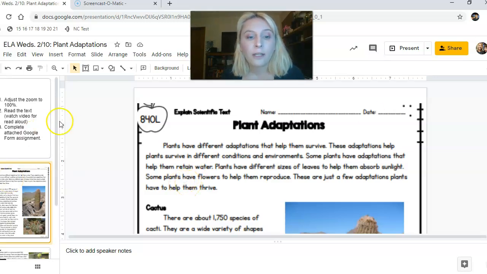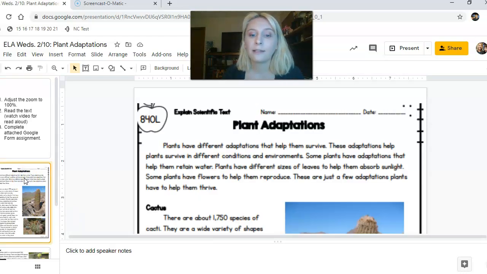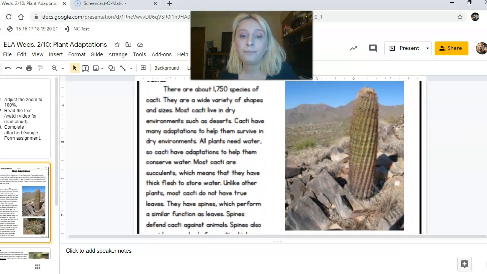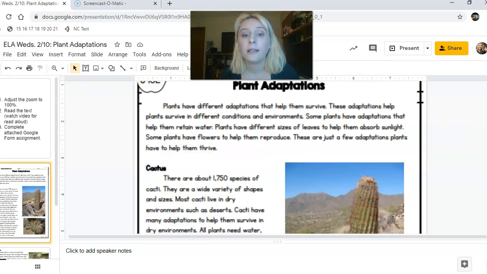If you haven't already done so, make sure you have the slideshow up. And as the directions slide says, adjust the zoom to 100%. That just makes this text more readable. Otherwise, it's really, really small and you'll have to strain your eyes. Just as I've mentioned before in other videos, you can have this video up and use it as I'm reading aloud since you can clearly see the text here. But when you get to the questions part, make sure that you do have the slideshow up so you can refer back and forth between the text and the Google form that the questions are on.